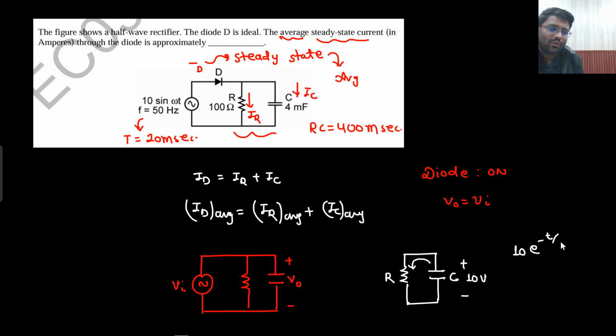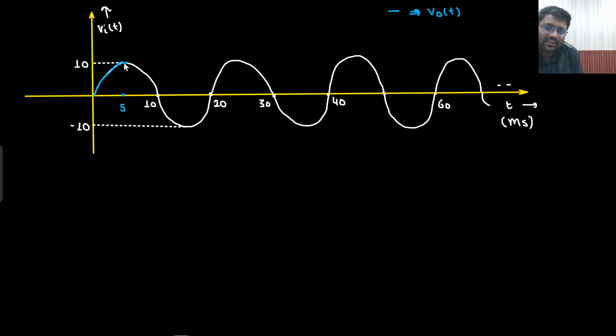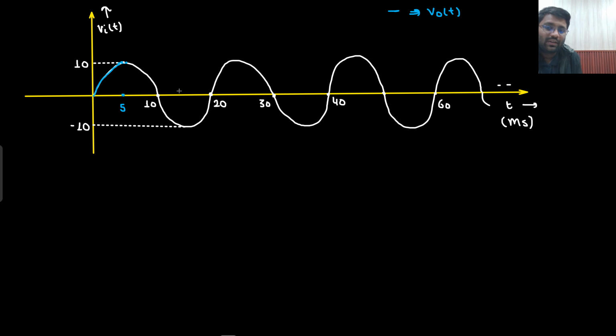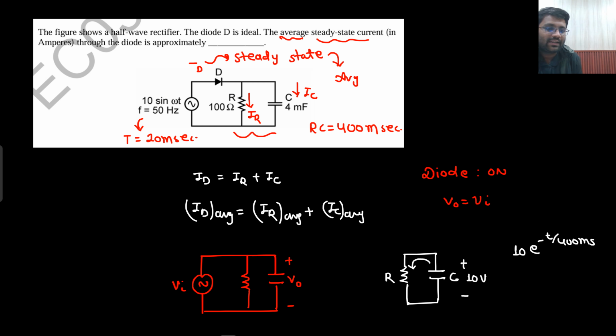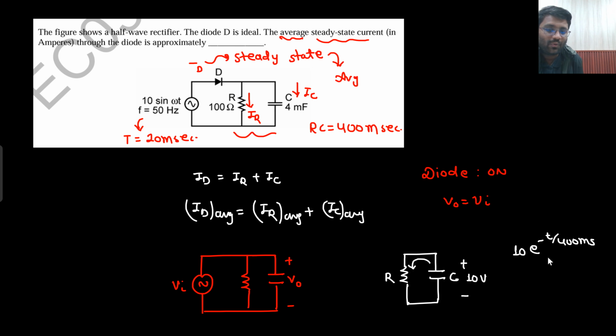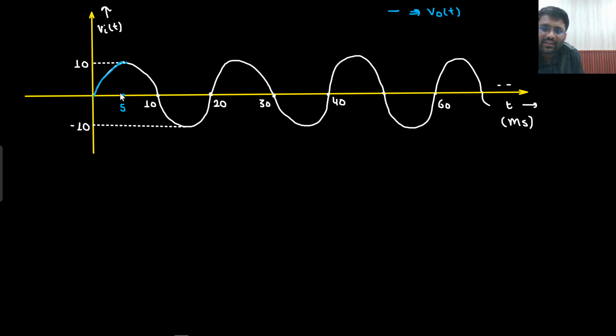What is the value of tau? Tau value is 400 millisecond. But now you see that, sir, let's just say it has started discharging, but it will discharge very slowly compared to the input. Are you able to understand this point? Input is changing very fast with the frequency 50 Hz. That means in 20 milliseconds it will change a lot of values. But sir, our output, let's just say we have started from here. This is your 5 second.